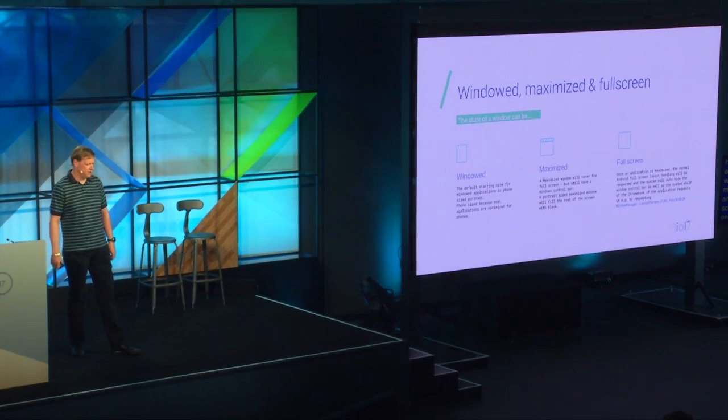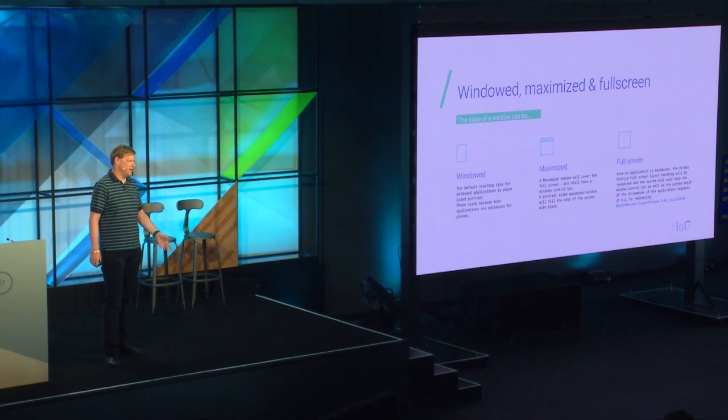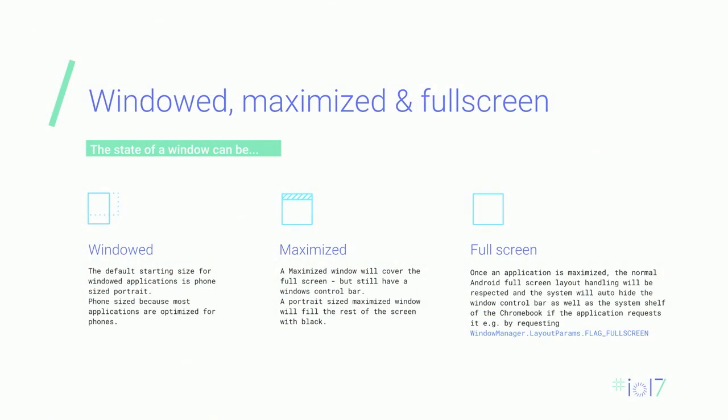So what kind of window modes do we know? Well, we know, of course, windowed, as we are running on a desktop. And if you're running in this mode, you will actually run in, I think it's a 5x size screen, which is then portrait. If you are maximized, you will see the caption or the application control bar on top. And the window will always cover the entire screen. So even if you are only portrait, the rest will be blanked out with black.